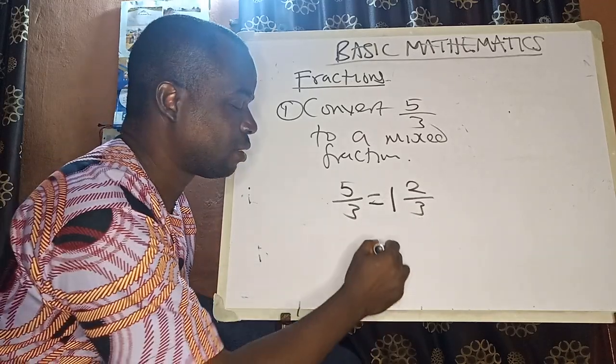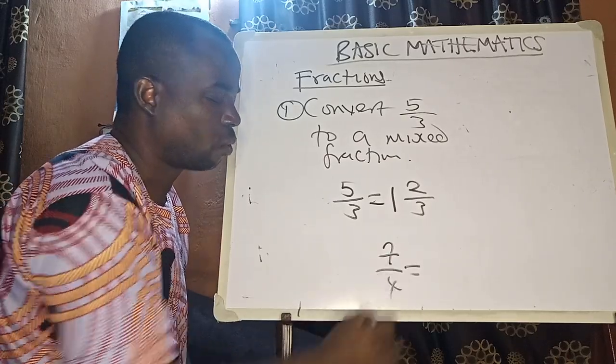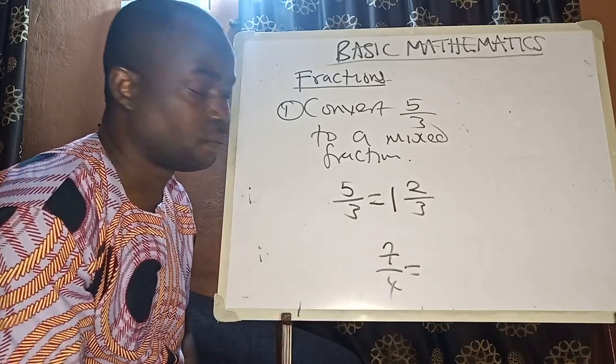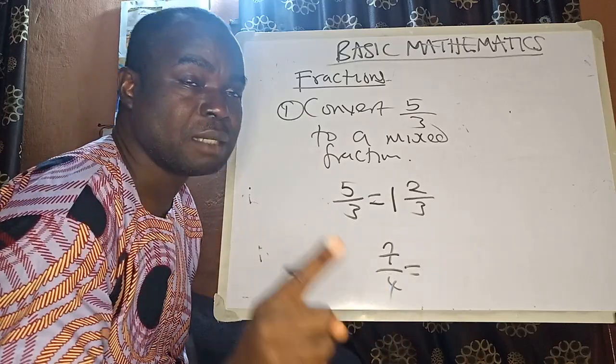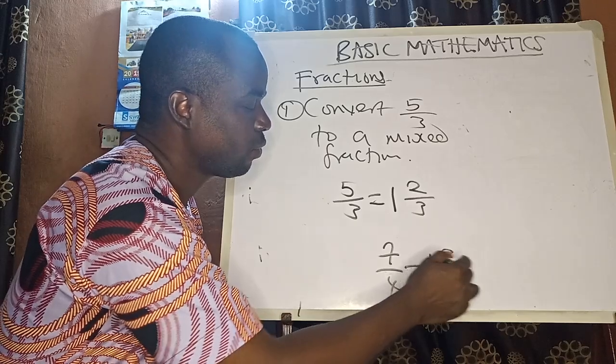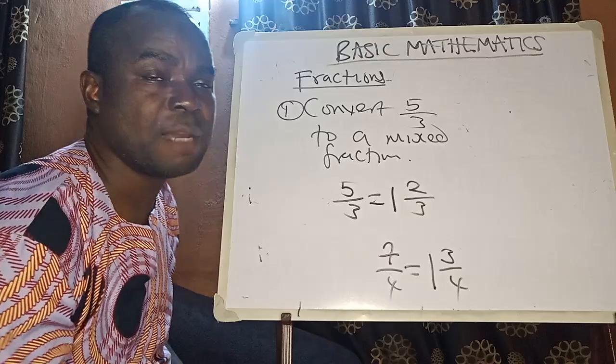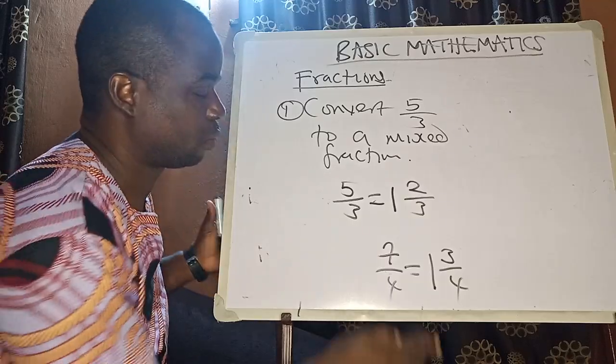So if it's something like 7 over 4, how do you change it to a mixed fraction? 7 divided by 4 is 1 remainder 3. So you write it as 1 whole number 3 over 4. I hope this one is clear. This is how to change from an improper fraction to a mixed fraction.